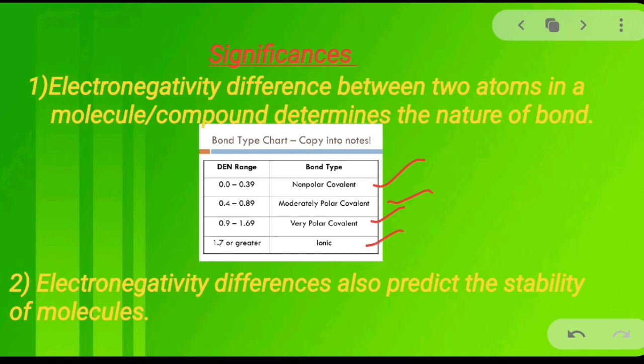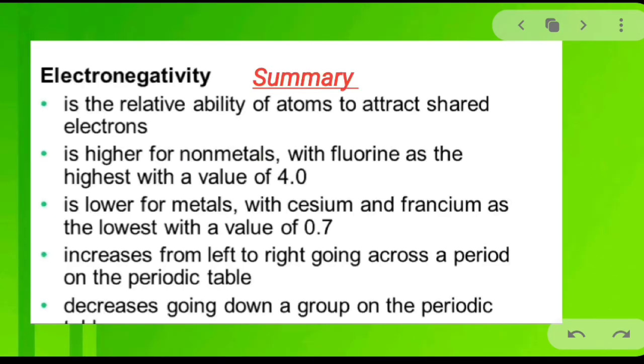So, by knowing the electronegativity differences, we can predict the nature of the bond or bond type present in the compound. It also helps to predict the stability of the molecule. The more the ionic character, the more the stability of the compound. Hence, it also helps to find out the stability of a compound.